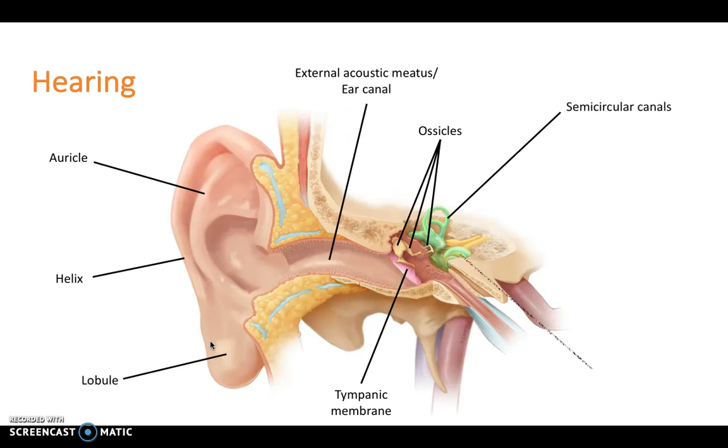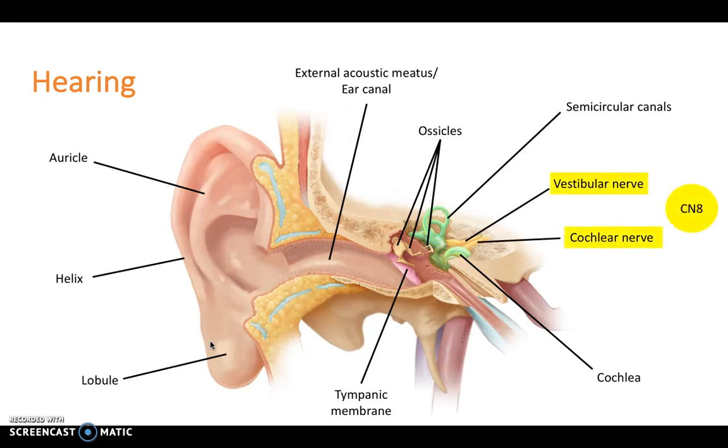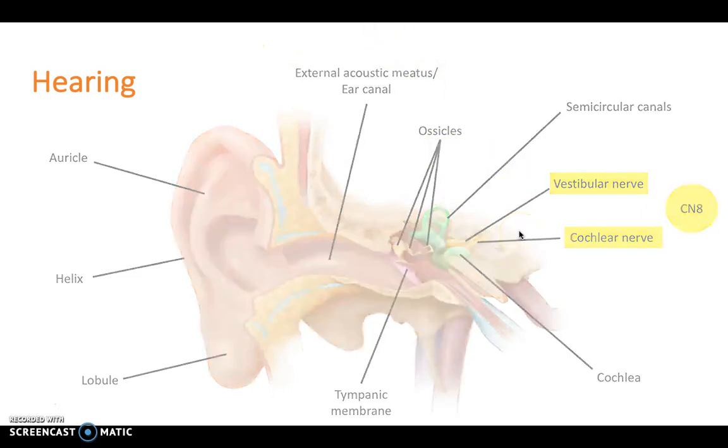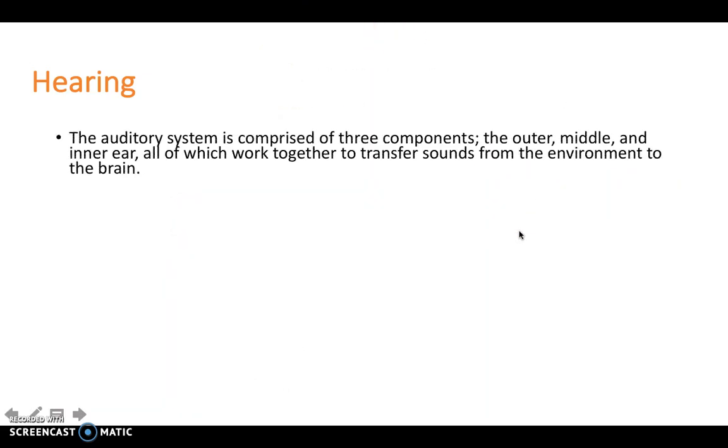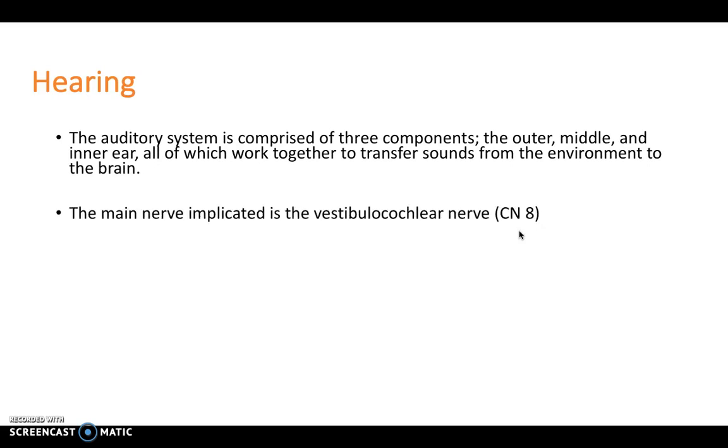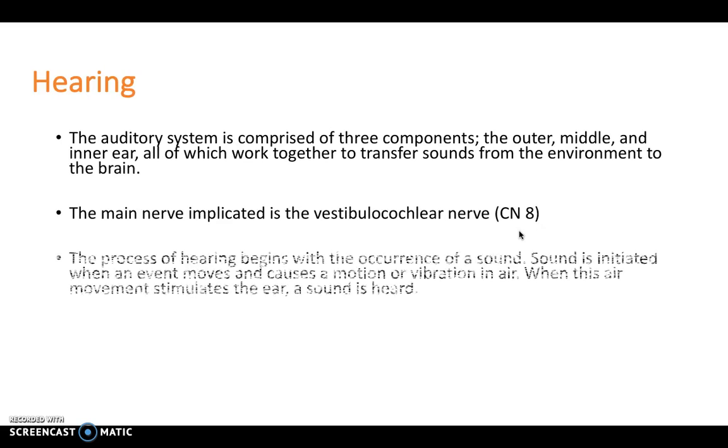Then we've got the semicircular canals, the cochlea, the vestibular nerve, and the cochlear nerve, which together become cranial nerve number 8, the vestibulocochlear nerve. Being able to label this is really important, but also be aware of the functional divisions of the ear. So you've got the external ear, the middle ear, and the internal ear. So the auditory system is comprised, as we've said, of the outer, middle, and inner ear, and the main nerve here that we're really bothered about is cranial nerve number 8.